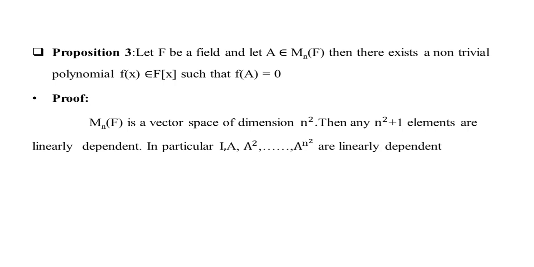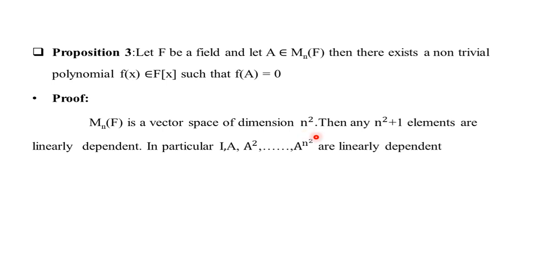Students, we know that Mn of F is a vector space of dimension n square. That means the number of basis elements of this Mn of F is n square. That is the maximum linearly independent set. That means there are n square elements which are linearly independent.